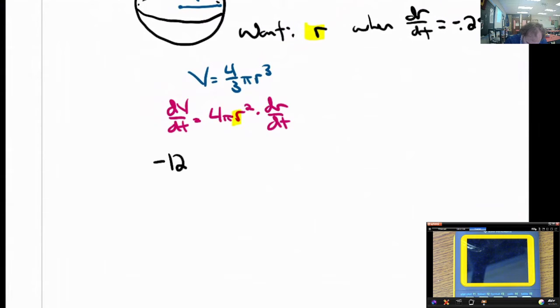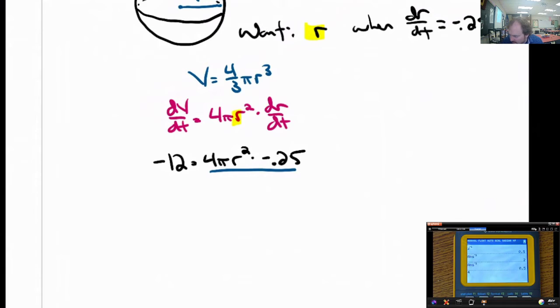dV/dt is -12. We got 4 pi times the radius squared times -0.25. Let's go ahead and divide out all of our constants. Let's divide out 4 times -0.25, which is the number -1, actually. So we're basically dividing both sides by -1. That's interesting.